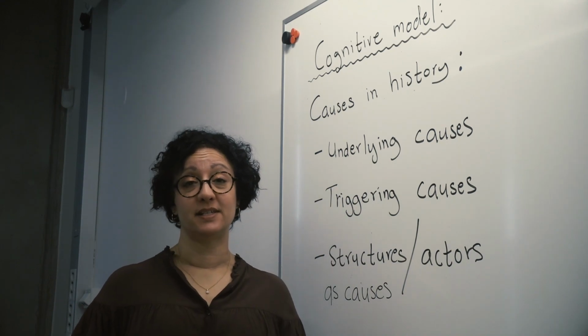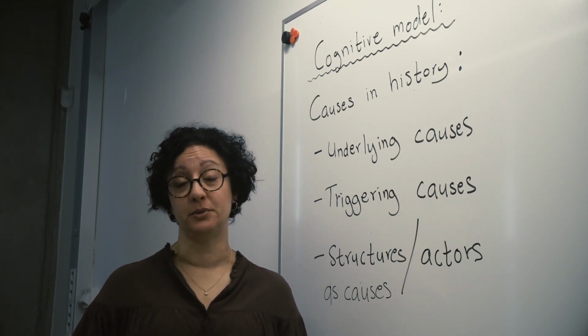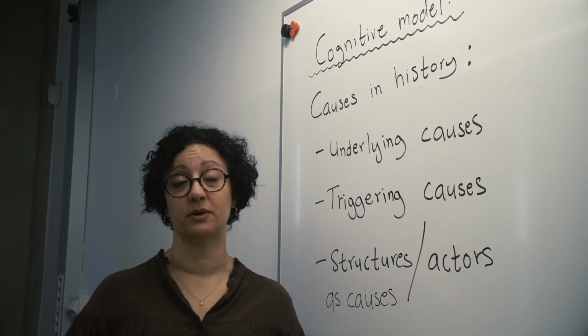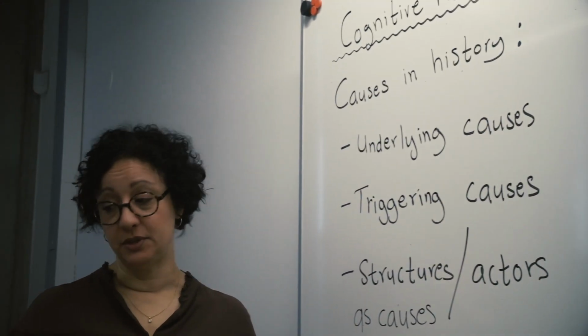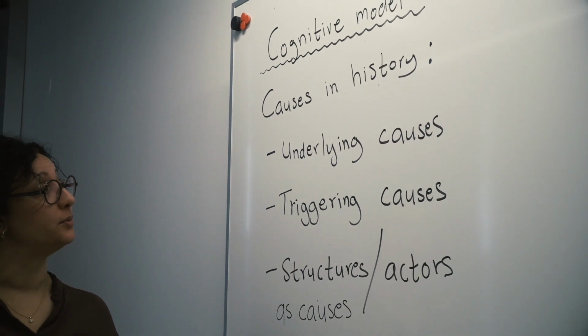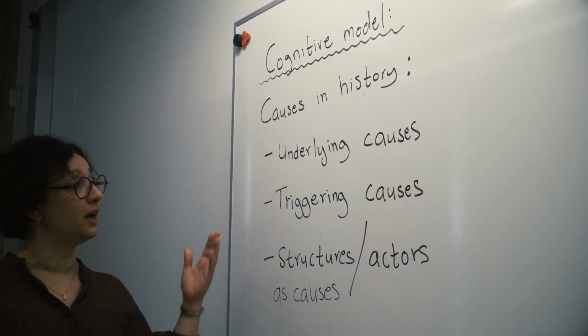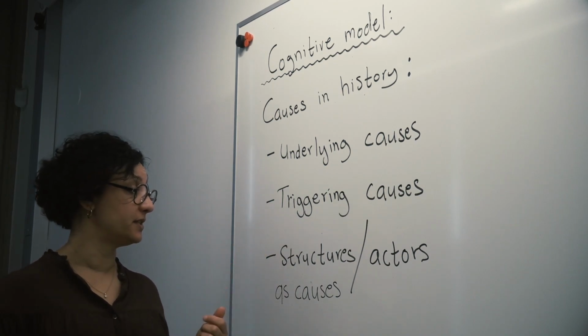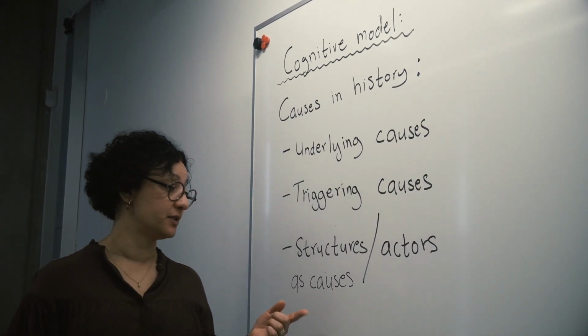And now to come beyond this, just a list of causes. What do you want them to develop this time? What kind of knowledge do you want them to understand this time? Well, this time I want them to understand different aspects of historical reasoning. This is a cognitive model that I want to use to develop the students' historical thinking. I want them to use different aspects of history to reason about different causes, the underlying causes, triggering causes, and structures and actors as causes.